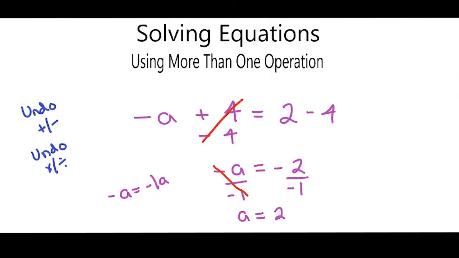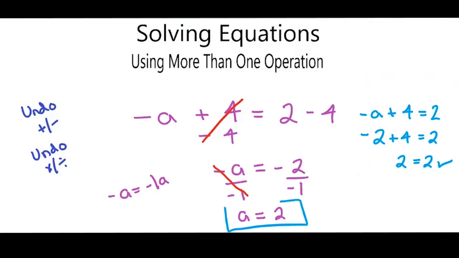So now I'm going to test it. I'm going to check my solution by plugging into the original equation, which is negative a plus 4 equals 2. So I'm going to replace the a with 2. So I have negative 2 plus 4 equals 2. Well, negative 2 plus 4, that's 2. 2 equals 2. Check. So my solution is a equals 2. And that's how you use more than one operation to solve an equation.